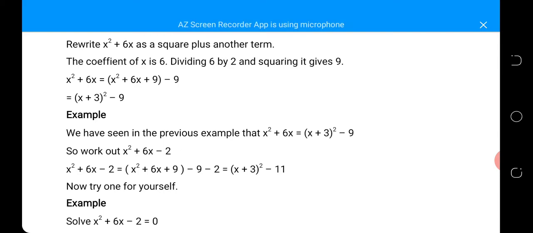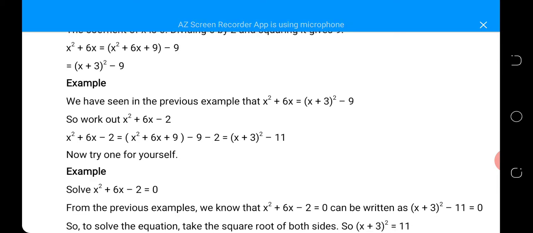Let's look at example 2. We have seen in the previous example that x squared plus 6x can be rewritten in the form (x plus 3) squared minus 9. Now, let's work out x squared plus 6x minus 2. It is going to be transformed into x squared plus 6x plus 9 minus 9 minus 2, which gives me (x plus 3) squared minus 11.